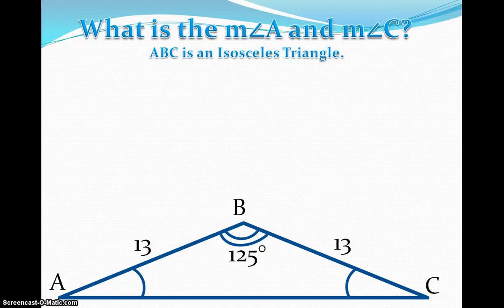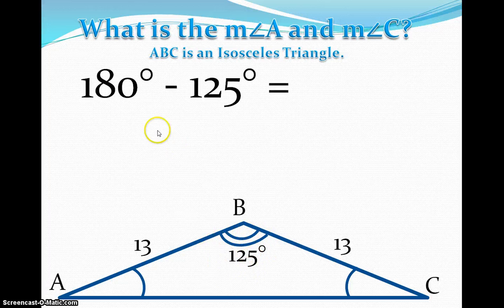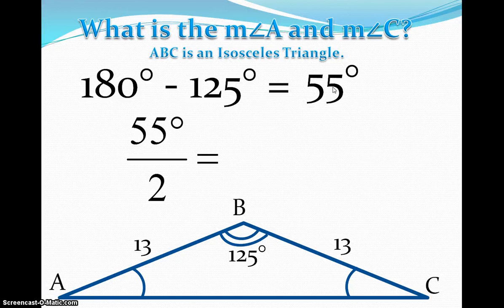Think back to our earlier chapters. How many degrees make up a triangle? We should be able to say that's 180 degrees. And so if I know that one of the angles is 125, I'm going to take 180 and subtract out 125, and that would give me 55 degrees. Now, I know that both of these angles are equal to each other, so if I add both of them together, they should equal 55. And so if I take 55 and divide it by 2, I would get the measure of angle A, which is 27.5 degrees, and which is equal to the measure of angle C, which is also 27.5 degrees.